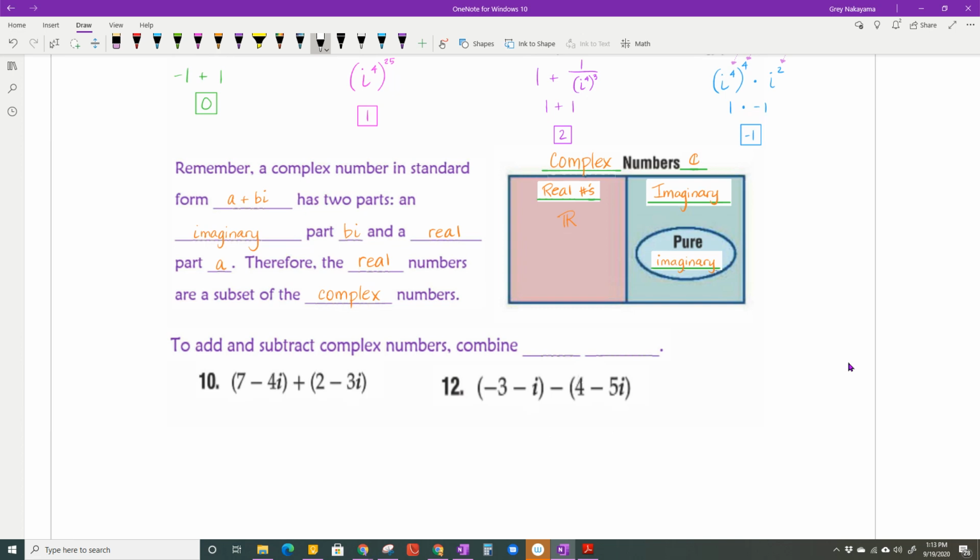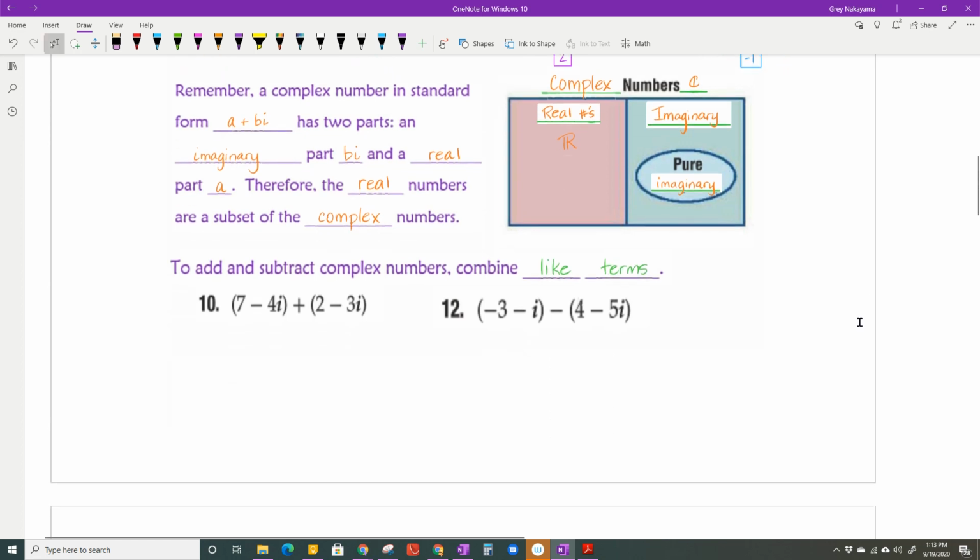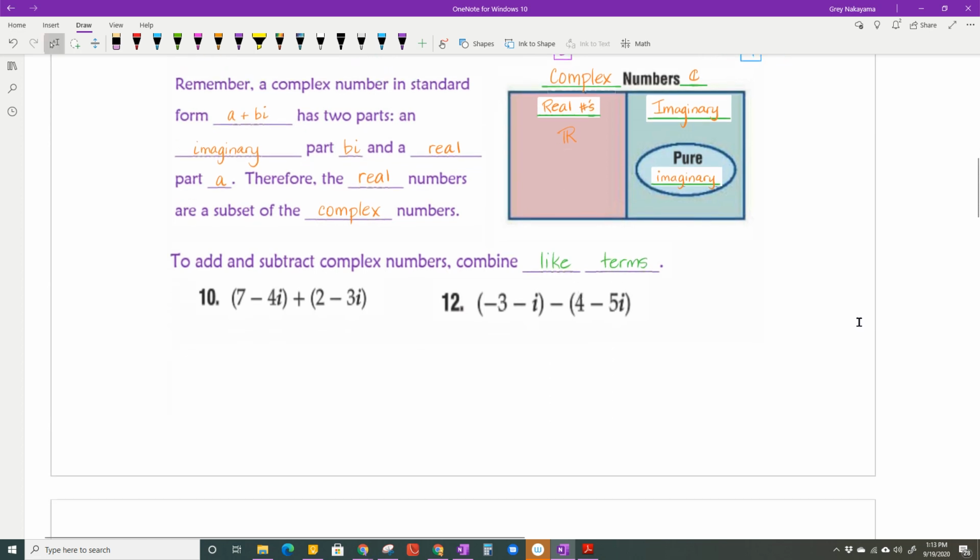To add and subtract them, you're going to combine like terms, just like you've always learned in algebra. So my like terms here are the real parts, 7 and 2, and when you add those together, you get 9. The imaginary parts, negative 4i and negative 3i, give me negative 7i. And that's all you got.